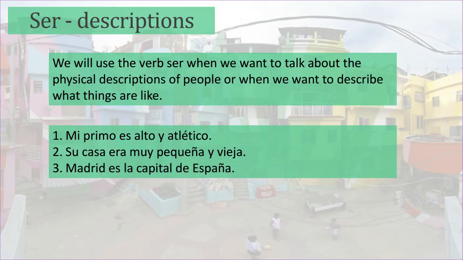Okay, I want to work through the different uses for ser and show you a couple examples for each usage. Some of them will take a little more explanation than others. Here's a few examples using the verb ser to describe what things look like. These are all pretty straightforward. Mi primo es alto y atlético. My cousin is tall and athletic.